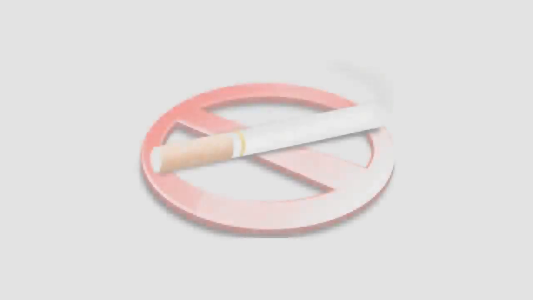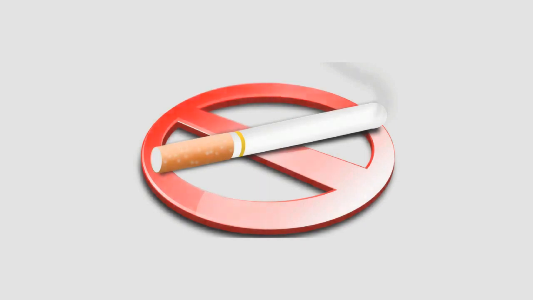Tobacco is consumed in many forms and through a number of different methods. Some examples are beedis, thin, often flavored cigarettes from India made of tobacco wrapped in a tendu leaf and secured with colored thread at one end.